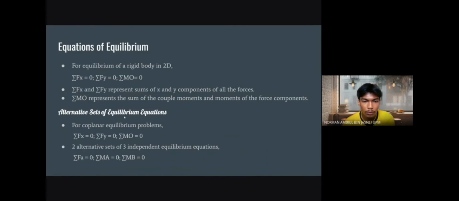Alternative sets of equilibrium equations for coplanar equilibrium problems. The equations are the same as for the 2D rigid body: sum Fx equals 0, sum Fy equals 0, and sum MO equals 0. Two alternative sets of three independent equilibrium equations: sum of FA equals 0, then sum of MA equals 0, sum of MB equals 0.